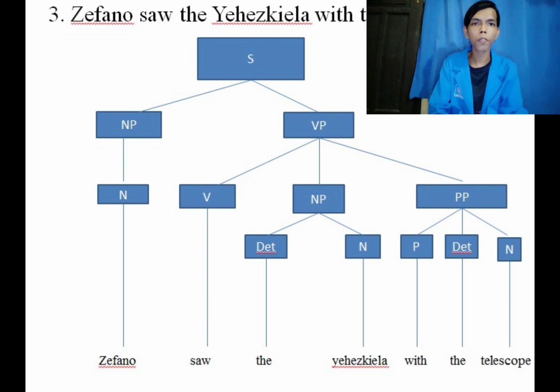The third is, Zephaniah saw the Yeskila with the telescope. Zephaniah saw the Yeskila with the telescope is a sentence. The breakdown: Zephaniah is a noun phrase. Zephaniah is a noun. Saw the Yeskila with the telescope is a verb phrase. The breakdown: saw is a verb. The Yeskila is a noun phrase. The is a determiner. Yeskila is a noun. With the telescope is a preposition phrase. With is a preposition. The is a determiner. Telescope is a noun.